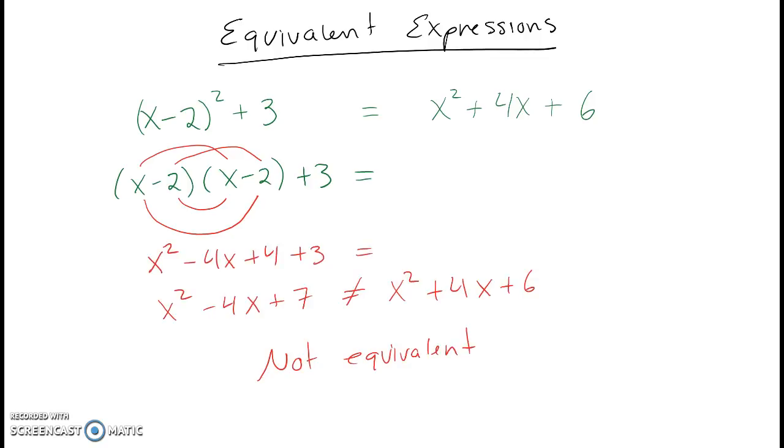Okay, so I went through these steps. I did my FOILing, I combined all my like terms, and as you can see, I've decided that these are not equivalent, right? I have negative 4x here, positive 4x here, positive 7, positive 6. The expressions are very unequivalent, and the graphs for these functions would also not look the same. So that's how I've decided.